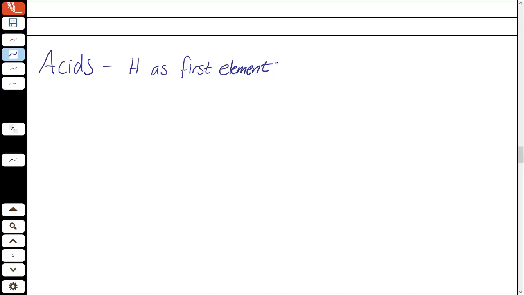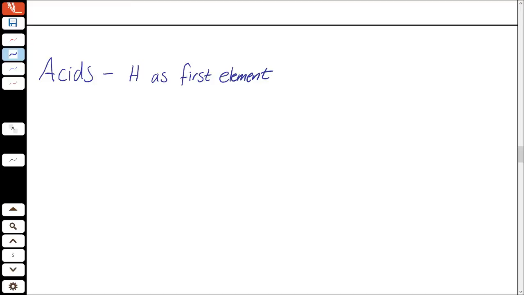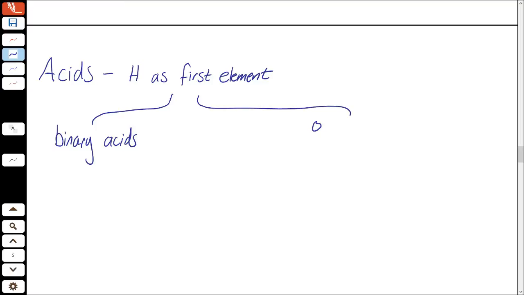So in that category, there are two different ways of naming these things. So these are things like HCl, HNO3, H2SO4, those kinds of compounds. Two different ways of naming them. So we're going to split it into those two categories. The first one being the binary acids, and the second being the oxyacids.